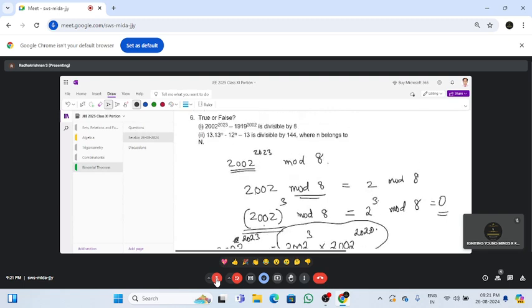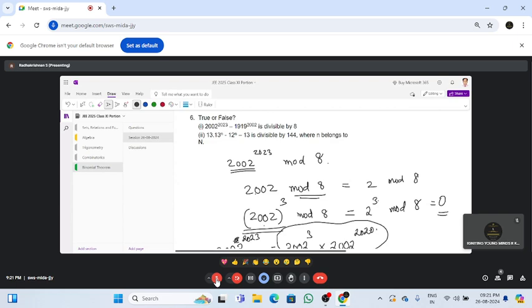Okay. Same way you try to see the other one, whether 1919 to the power of 2002 will be divisible by 8. Actually, you can easily see that this is an odd number. So an odd number, whatever power you take, it will remain odd only. You square it, then cube it, make it to the power of 4, to the power of 5, etc. Whatever you do, it is going to be odd only. It will never be divisible by 8.